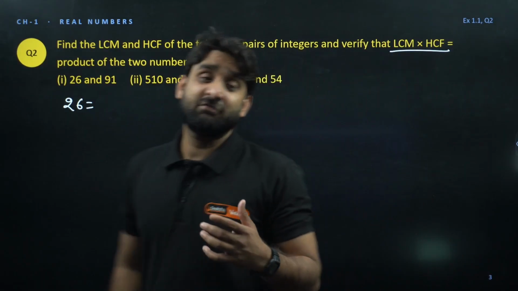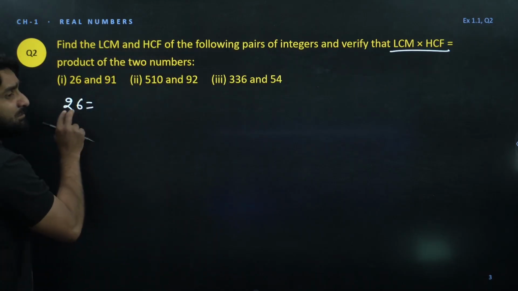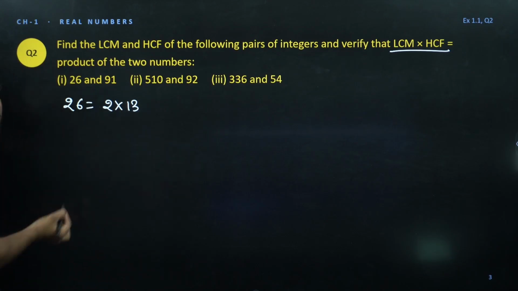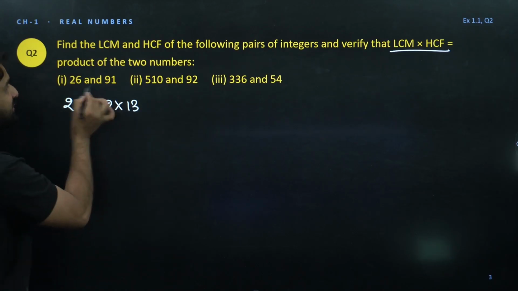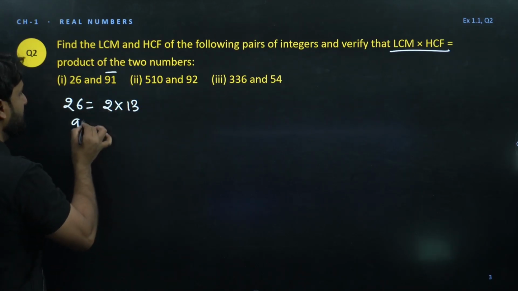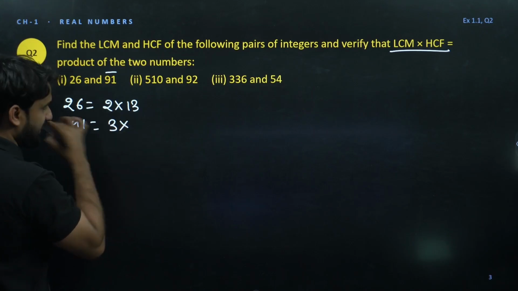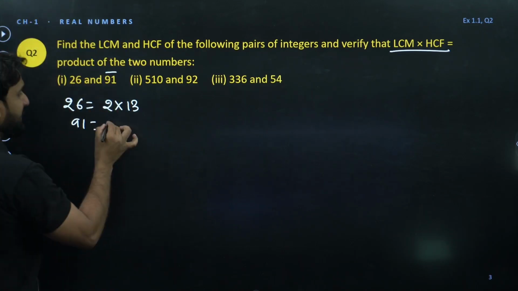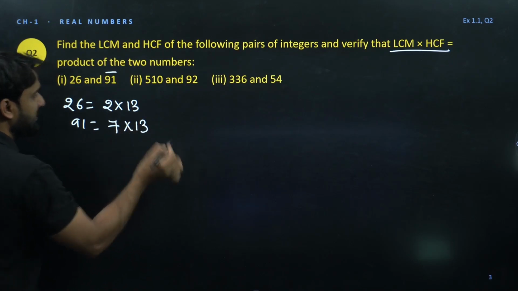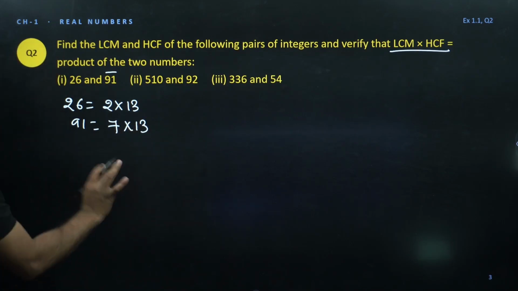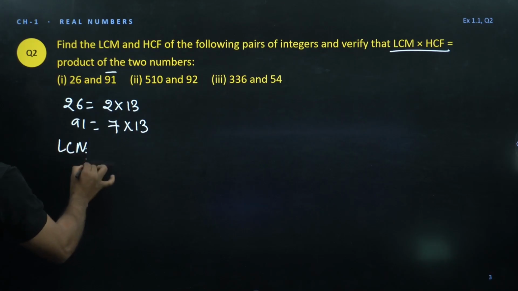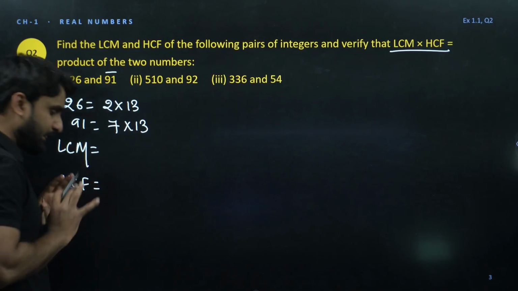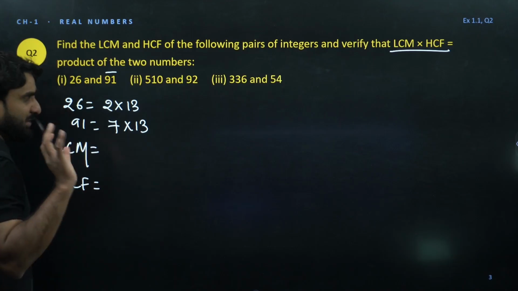So what is the prime factorization method? Write the number in the form of the product of its prime factors. So 26 can be written as 2 into 13, and this 91 can be written as 7 into 13. Correct? Okay. Now, to find the LCM and the HCF, let me tell you one very important trick, my dear champion.